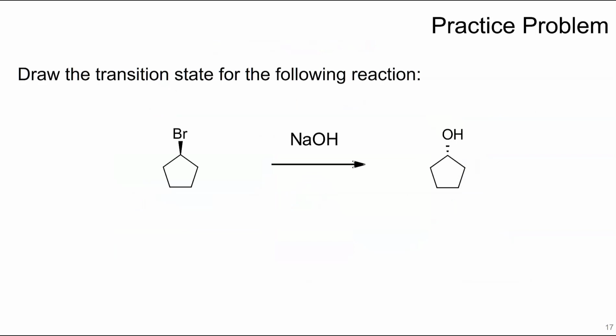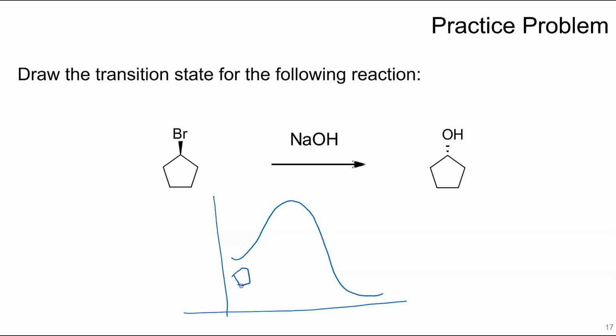Draw the transition state for the following reaction. So we start here, we just draw the shape of it in general. We start with the Br, and then up here is the Br with the OH. So this is being broken as that's being made, and then the new product is there.